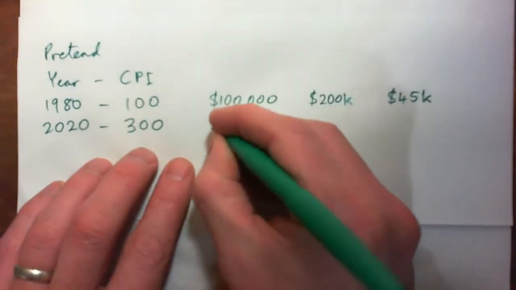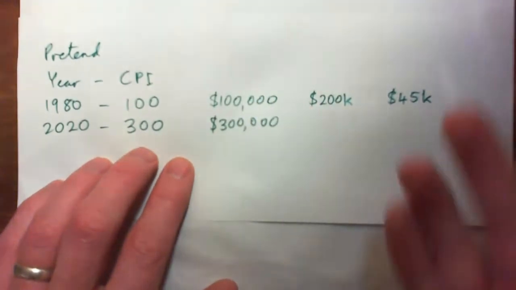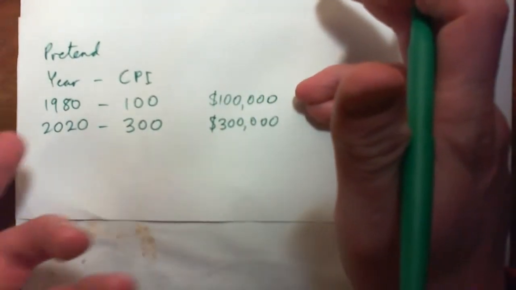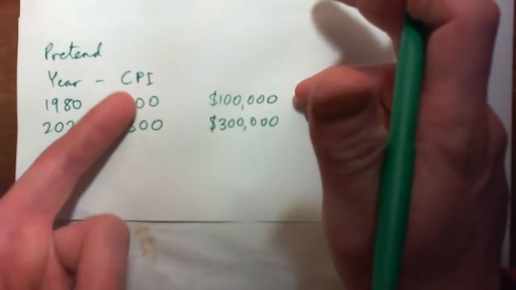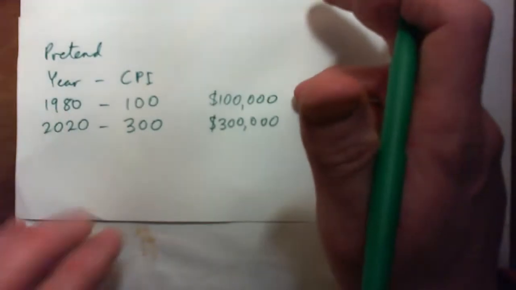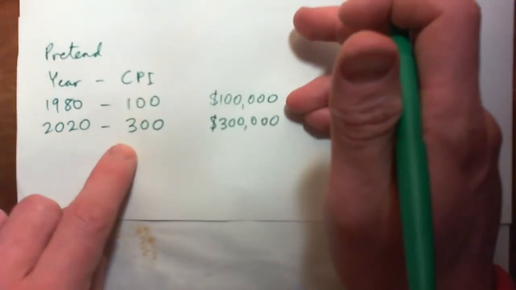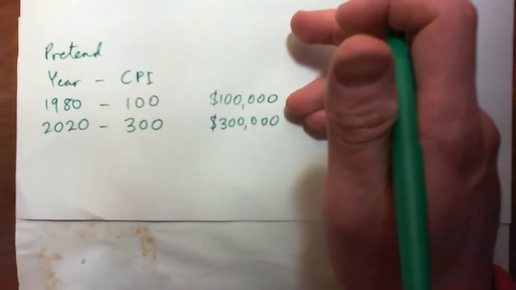Well, how about 300,000? Is that what you thought? Right, 300,000, because look, things are three times as expensive from 1980 to 2020. Right, three times. How did you get three? How did you go from 100 to 300? Well, you said, oh well, 100 times 3 is 300.